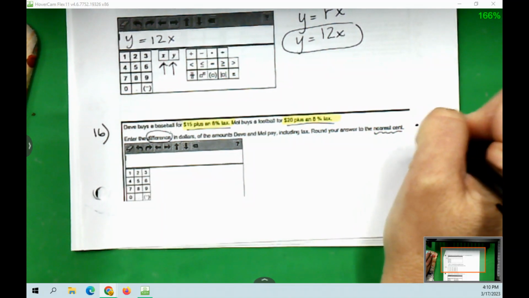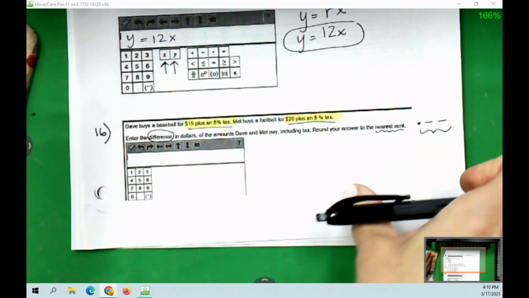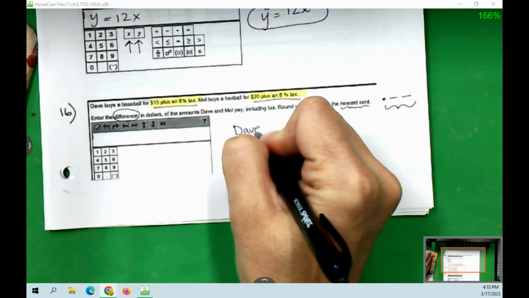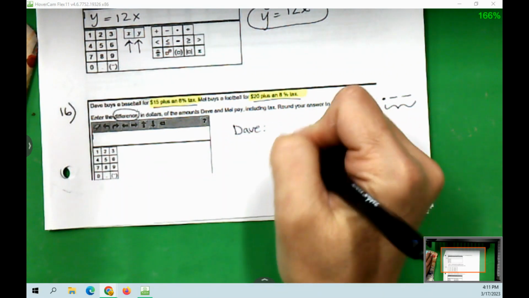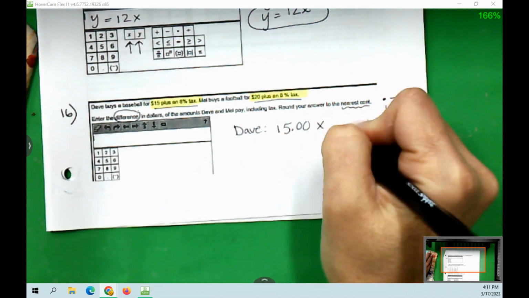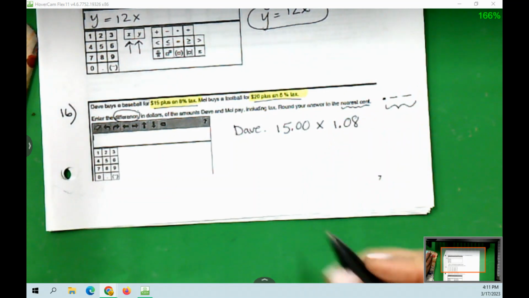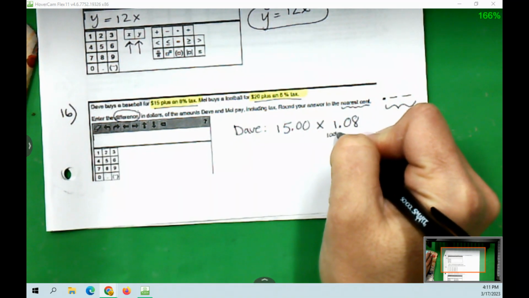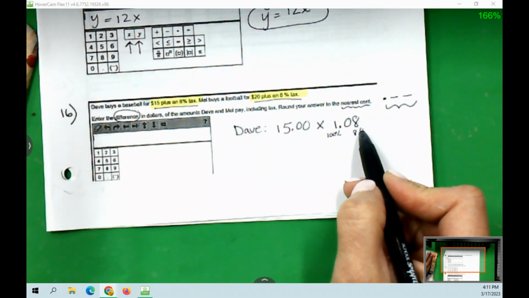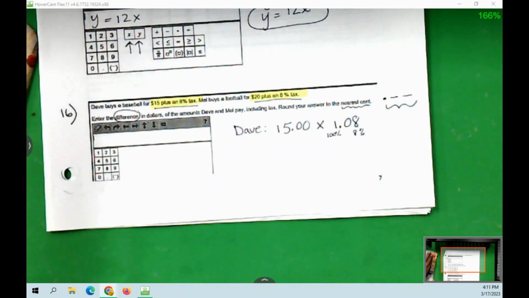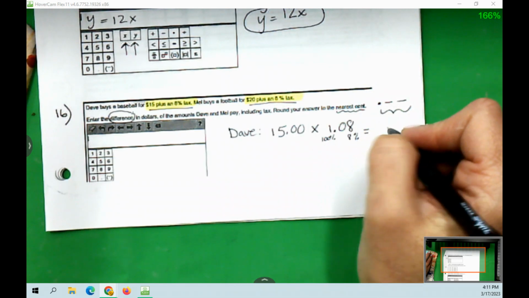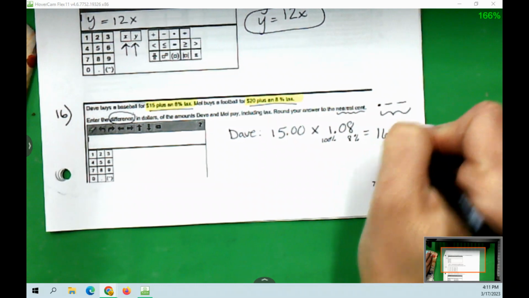So we know for nearest cent, we're talking about money. 2 decimal places is money and cents. Okay, so you do have a calculator here, but I am going to write it out. We're going to have $15 with an 8% sales tax would be times 1.08. Okay, because you're going to have your 100%, the amount, plus the 8% tax. Remember, 8% is 0.08, not 0.8. That would be 80%. And then you would just type that on the calculator to work that out. And for Dave, that is $16.20.